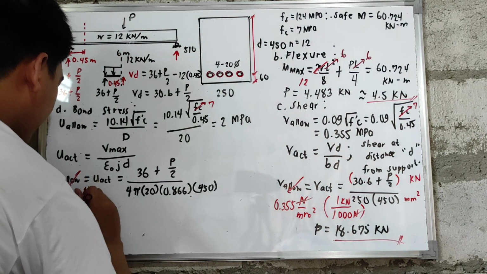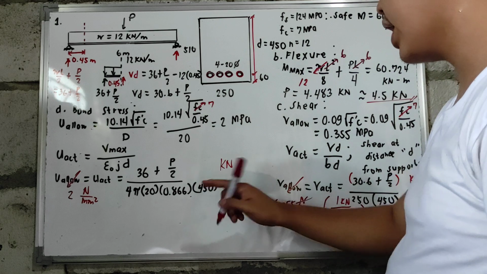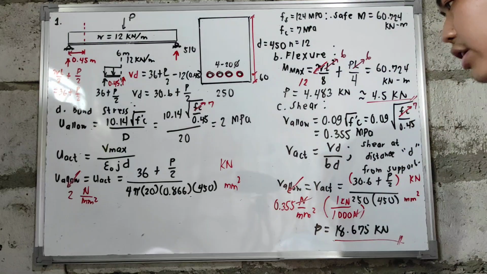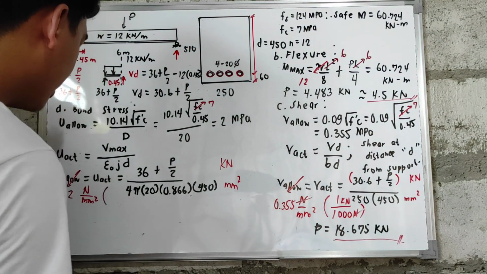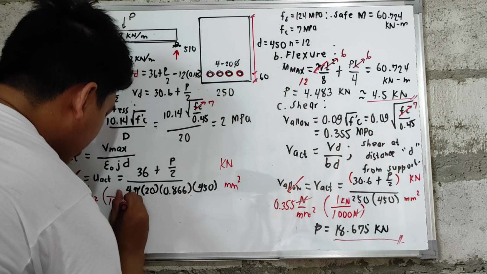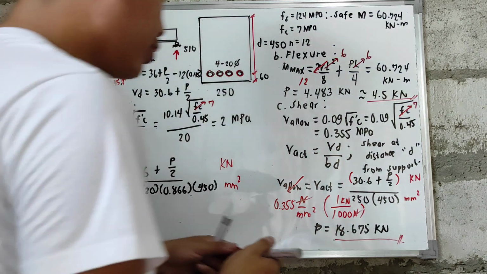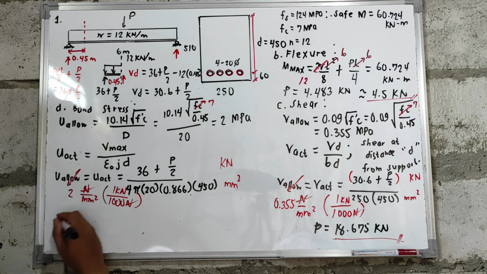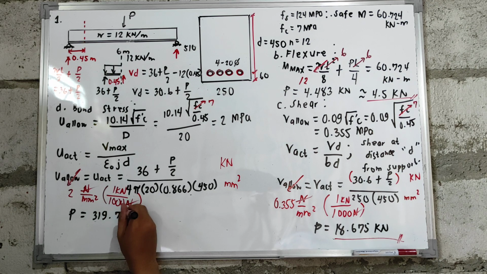If we look here, the value of our U allowable is 2 megapascal or 2 Newton per mm squared. The one above is in kilonewton, and this is in mm, so we are in mm squared. The problem here is that our units are not uniform. In every 1,000 Newton, you have 1 kilonewton. So our U allowable becomes kilonewton per mm squared. By shift solve, we can now get the value of our P. P is now equal to 319.77 kilonewton. So, we now have three values of P.